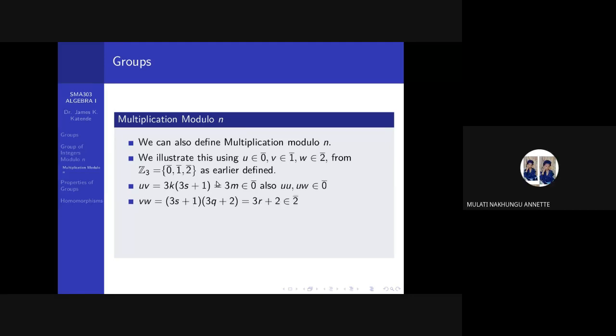Let's try multiplying V and W. So if you multiply V and W, you get 3s plus 1 multiplied by 3q plus 2. When you work this out, you still end up with an integer which gives you remainder 2 when divided by 3. You can obtain this by just expanding this. You will find the value of R if you expand this.